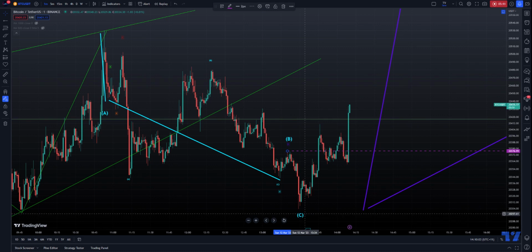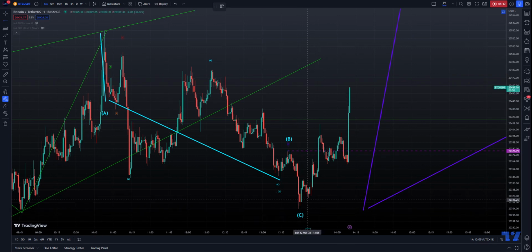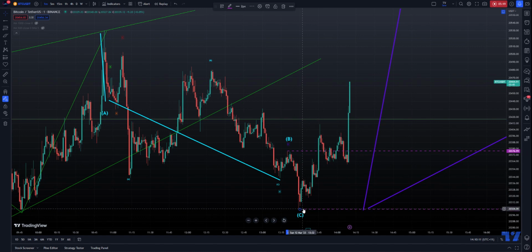So, what else? Yeah, so your stop obviously goes below here. So it's going to go up before I even had a chance.